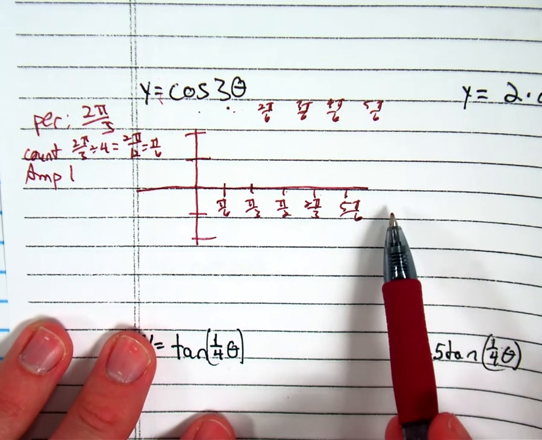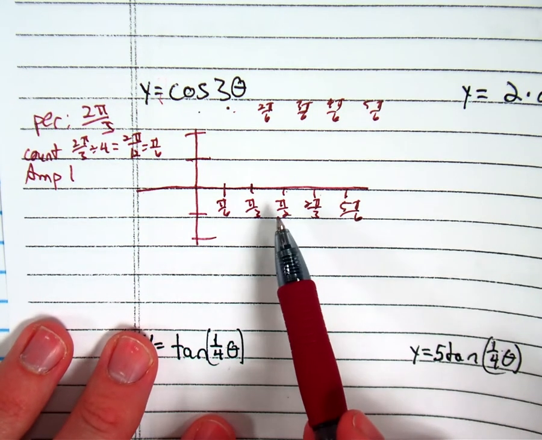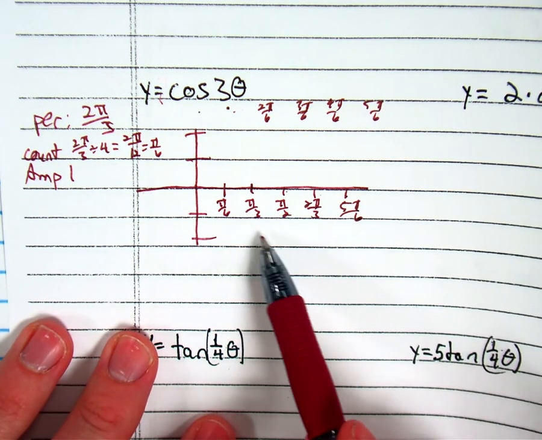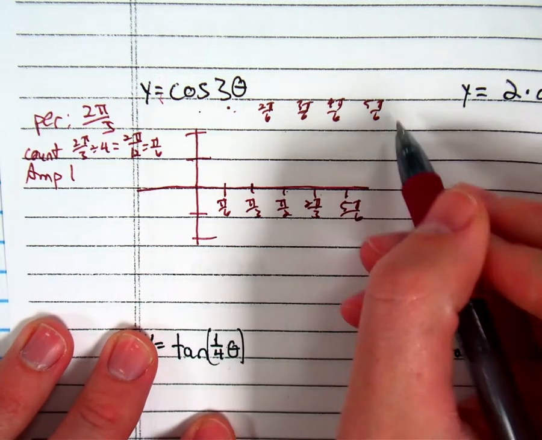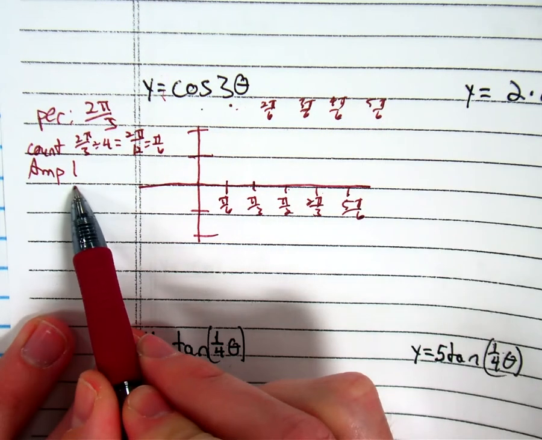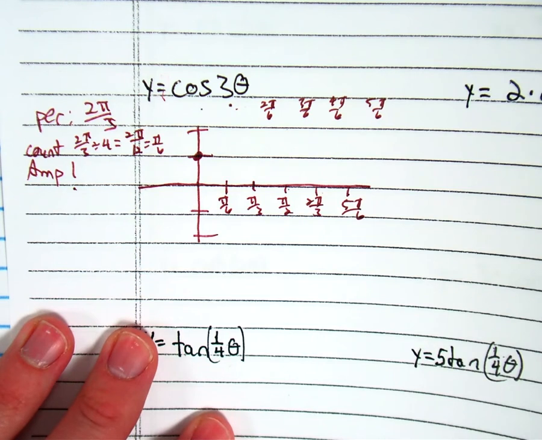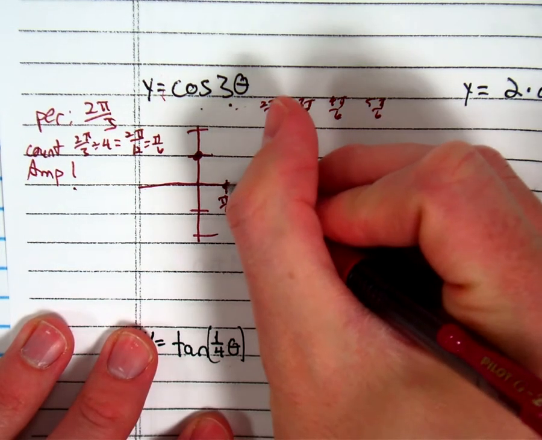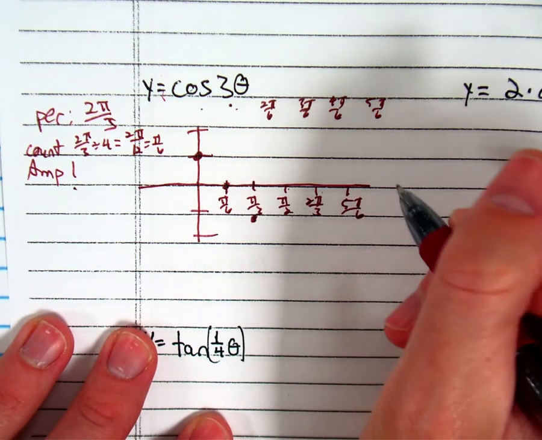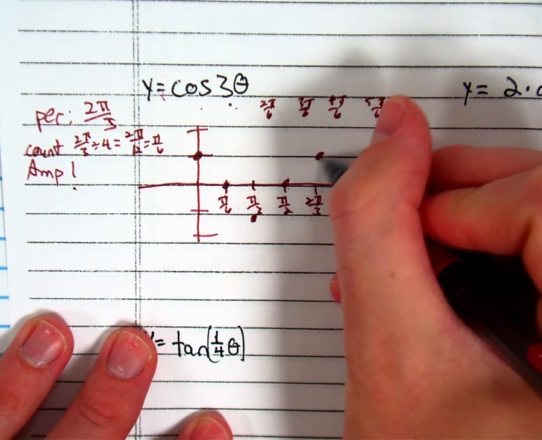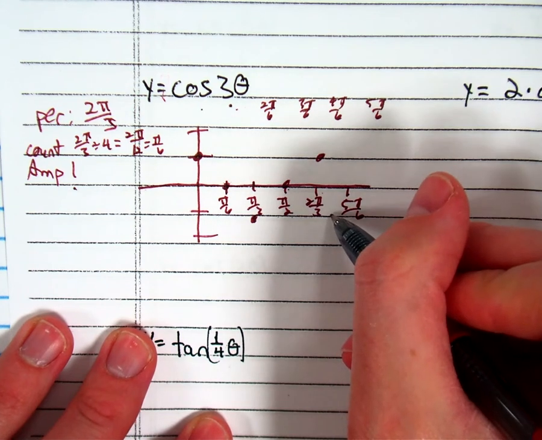Okay, so this was the tough part from this quiz, was just learning how to kind of count by pi's with fractions. Make sure we reduce those fractions. Amplitude of 1, cosine starts on the top. Okay, then it's midline, and then it's bottom, midline, back to the top. There's our full period, 2 pi over 3.